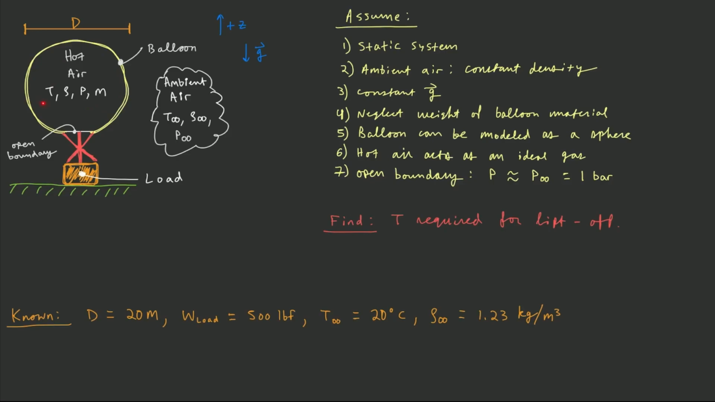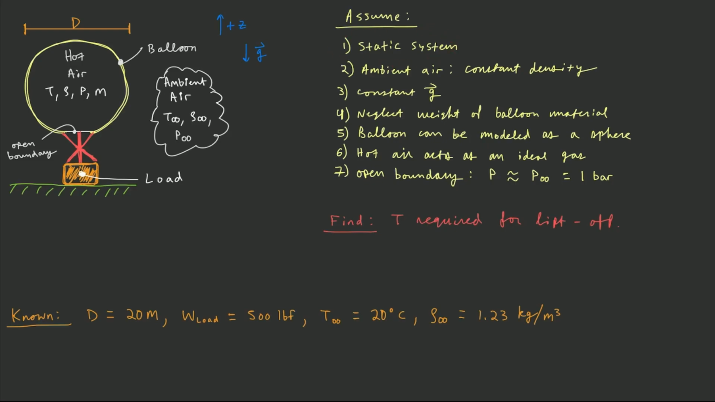So to set up the problem, we have a hot air balloon with hot air inside of it. The hot air has a temperature T, a density ρ, a pressure P, and a mass m. Then we have the balloon material itself, and attached to the hot air balloon we have some load. And there's an open boundary between the hot air and the ambient air having temperature T infinity, density ρ infinity, and pressure P infinity. One of the primary sticking points in this problem is really understanding how the assumptions feed into the solution. So let's go over some of those assumptions.